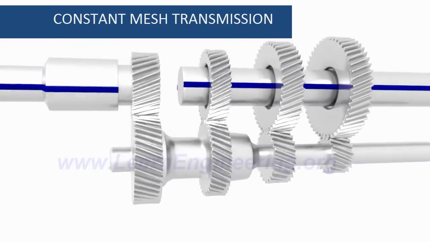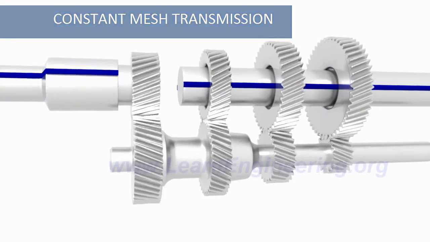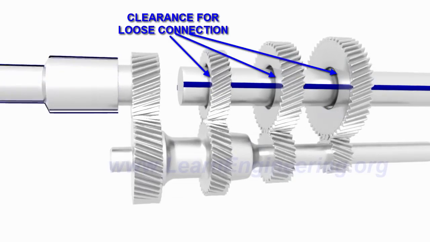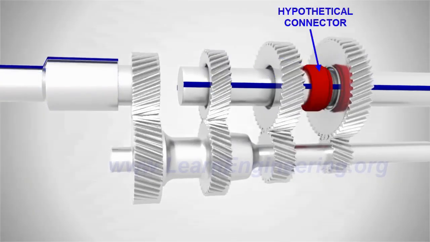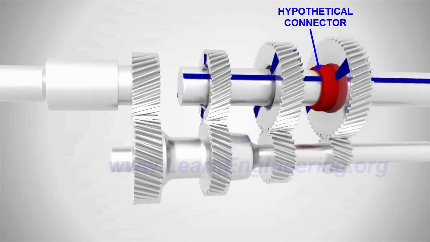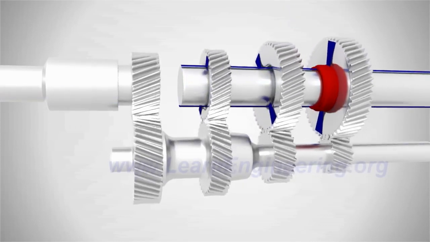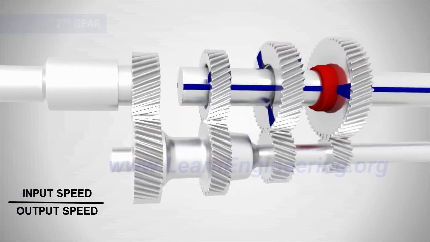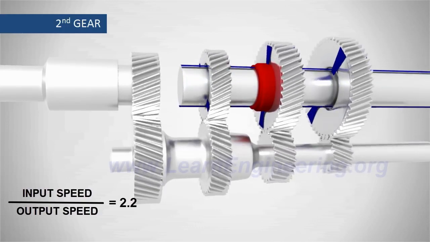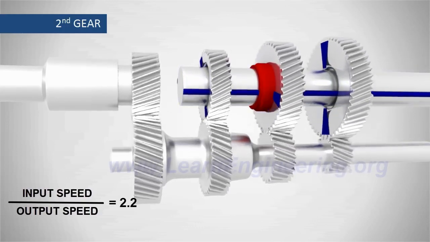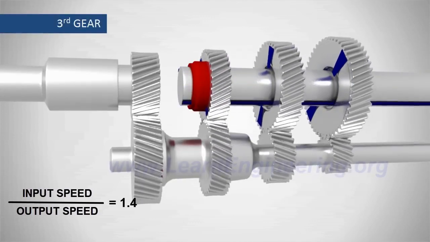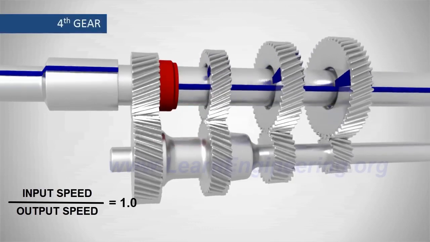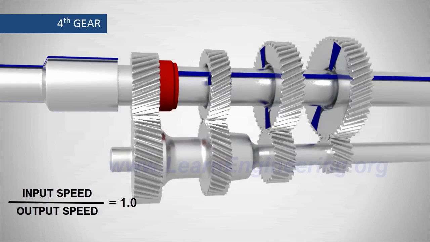Here, the gears are always in mesh, but with a major difference. Here, the output gears are loosely connected to the shaft. If we connect only one gear to the shaft at a time, the shaft will have the speed of the connected gear. With the help of a hypothetical connector, different gear ratios are illustrated here. It is interesting to note that in fourth gear, the input and output shafts are directly connected.